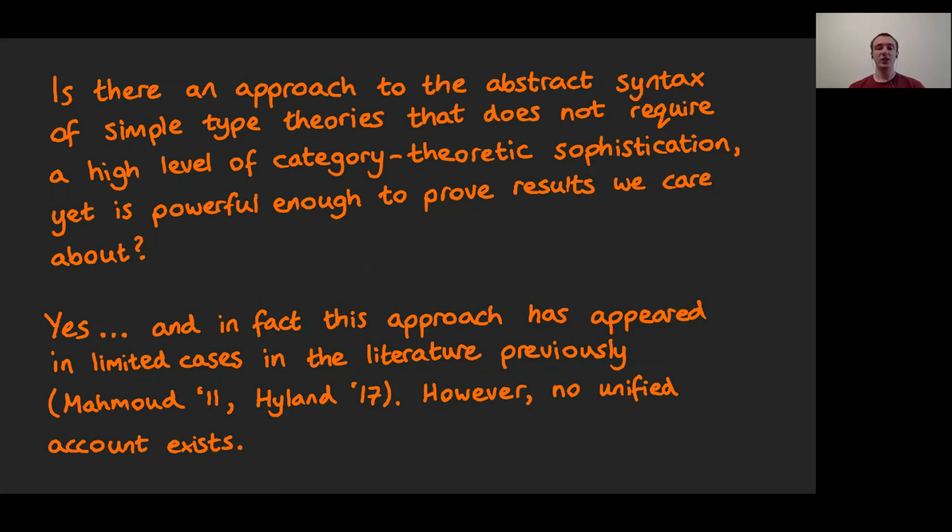However, these treatments appear within larger categorical works, and so you still require category theory to understand the treatment. And certainly the use of abstract clones in this fashion hasn't been proposed expressly for simple type theories, and so it's hard to have an introduction to these ideas without learning a lot of background first. So really the purpose of our paper is to provide an introduction to these techniques so people can start using abstract clones to prove theorems about programming languages using abstract syntax.